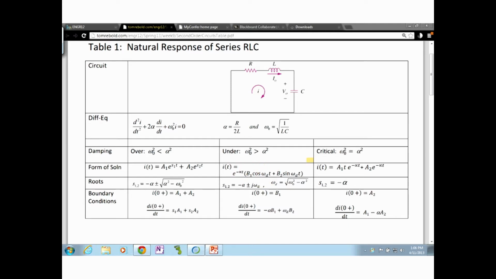And then if it's critically damped, you basically have only one decay. Critically damped is when the square root term in the S1 calculation goes to 0, so omega 0 is the same as alpha. In that case, you only have one decay on your exponential, but in return, one of these components has a t multiplying it. So it's A1t e to the minus alpha t plus A2 e to the minus alpha t.